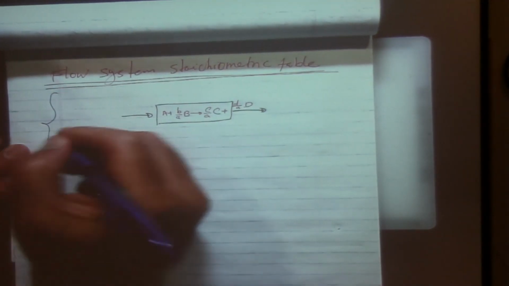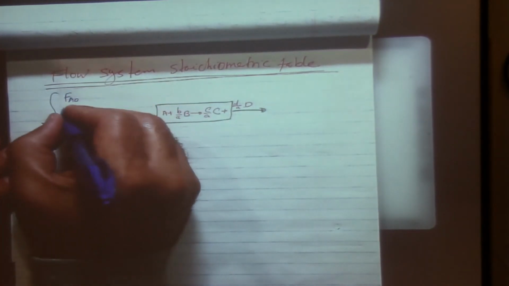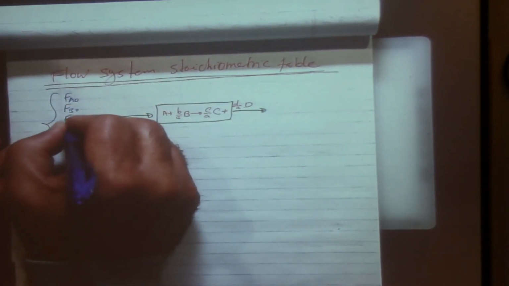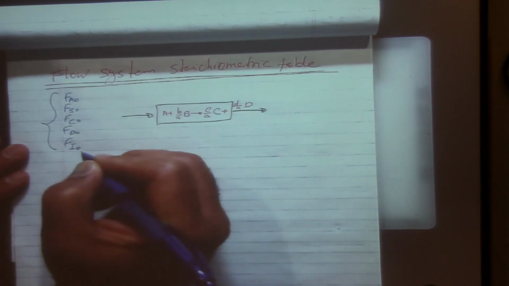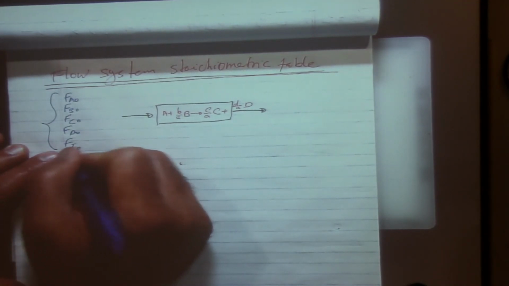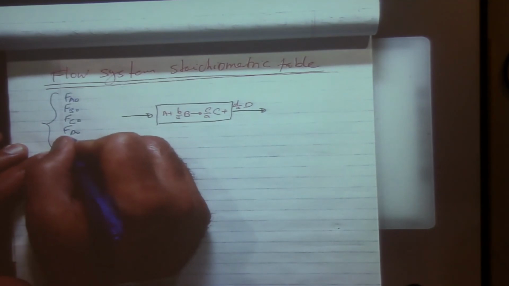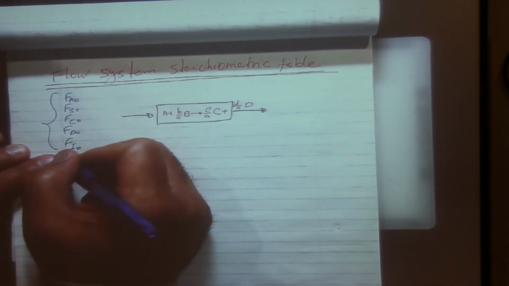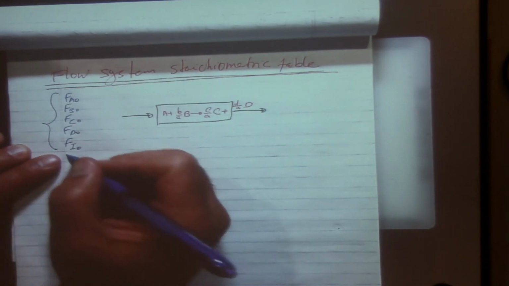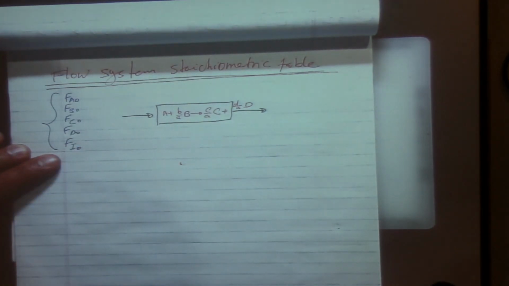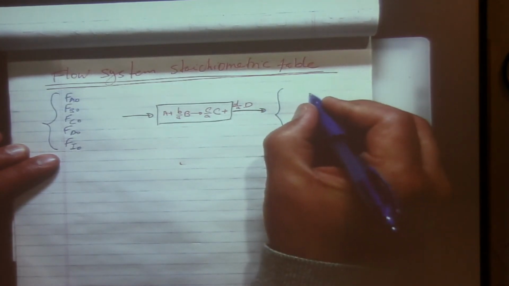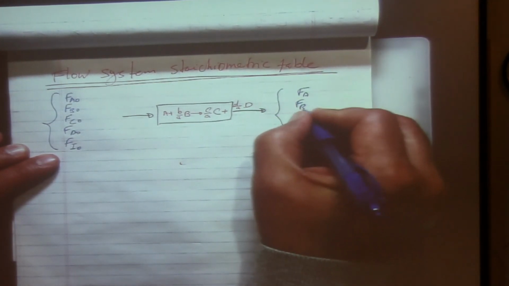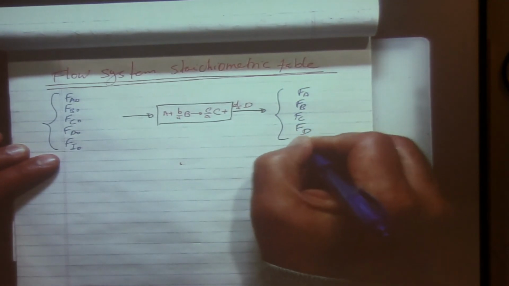We have the entering conditions like FA naught, FB naught, FC naught, FD naught, and FI. For the sake of argument, just to add a little bit to your questions, we can have an inert in the system. Like for example, you have nitrogen that goes from left to right. What it does is change the total moles, so your mole fraction will change. And the outlet would be the same: FA, FB, FC, FD, and FI.